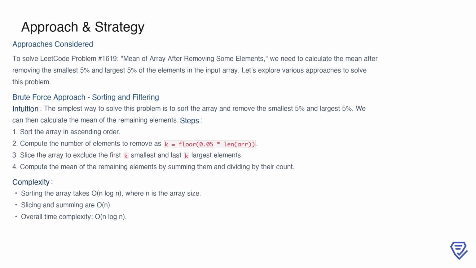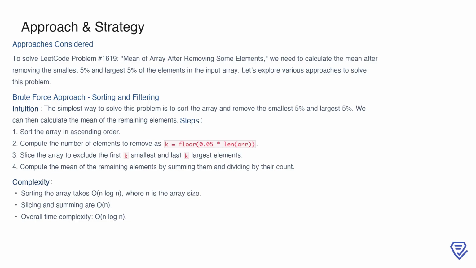To solve the problem of finding the mean of an array after removing the smallest and largest 5% of elements, we can start by considering a straightforward approach. A brute force method involves sorting the array and then filtering out the smallest and largest 5% of elements. Sorting places the elements in ascending order, making it easy to identify the values to remove.